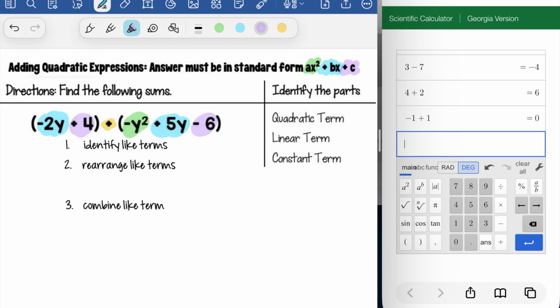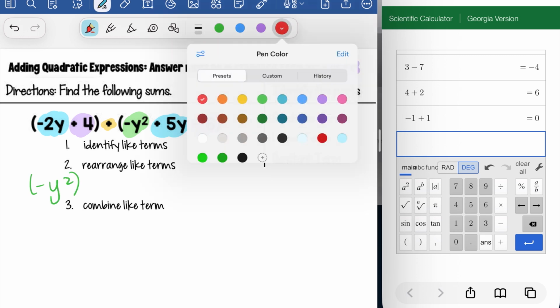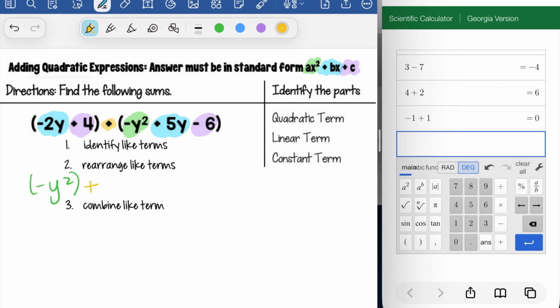So I have identified all of my like terms. Now it's time to rearrange them so that the green is with the green, the blue is with the blue, the purple is with the purple. I only got one green, so first I'm going to write negative y squared. I can't group it with anybody because that's all I got. And then we're going to add it to my linear terms, my blue ones, all the ones that have an exponent of 1. So that would be negative 2y plus 5y. And then we're going to add it to all of my constant terms, 4 minus 6. For my green one, I don't have to put it in the calculator because it's only one green one. I'm just going to bring it down.